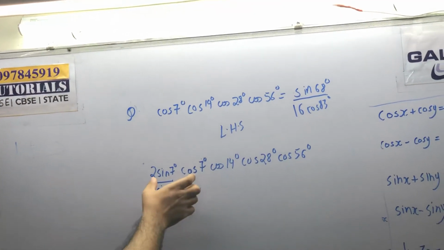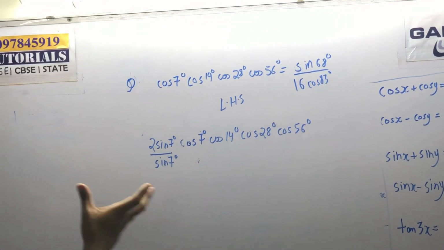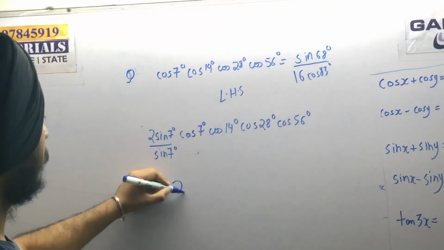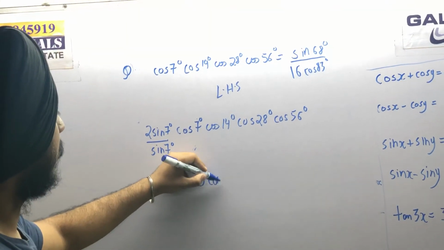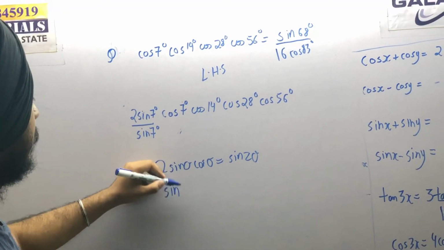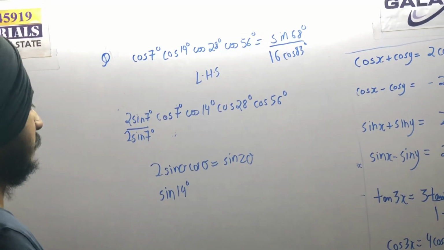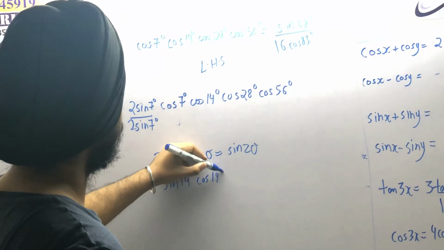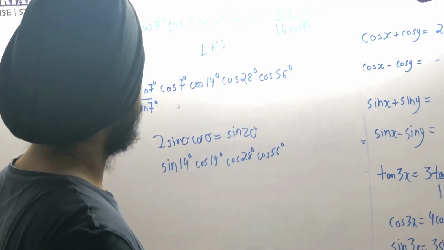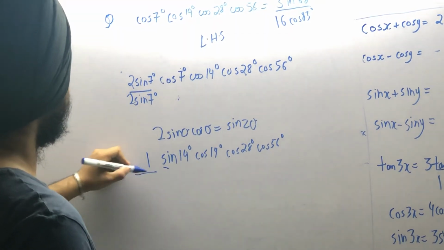Now see carefully here. The reason I did that is because here is 14 degrees, so somehow I have to compact this term. What will this do? This will be 2 sine 7 cos 7. You know the formula: 2 sine theta cos theta is equal to sine 2 theta. So you can write sine 2 into 7, how much? 14 degree. Sine 14 into cos 14 upon 1 upon 2 sine 7.